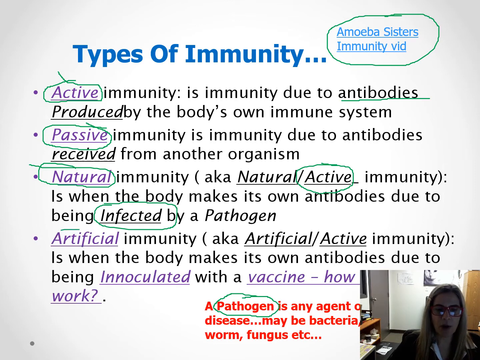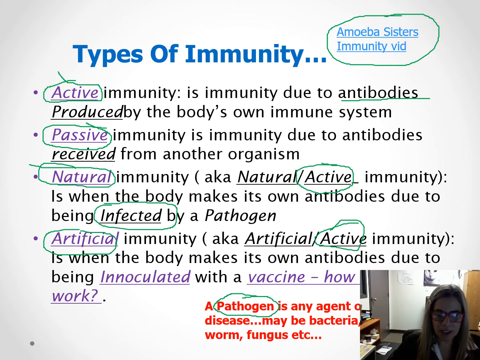So artificial immunity is also active because your body is still reacting by making antibodies. So when someone gets a vaccine, okay, we've all heard in the news a ton about vaccines lately with COVID and everything, but when a person is inoculated or vaccinated, that is considered artificial immunity because your body hasn't actually come into contact with the real live pathogen.